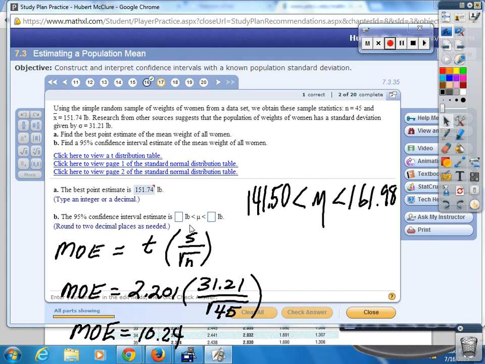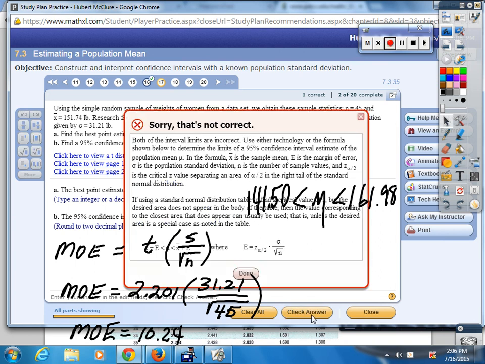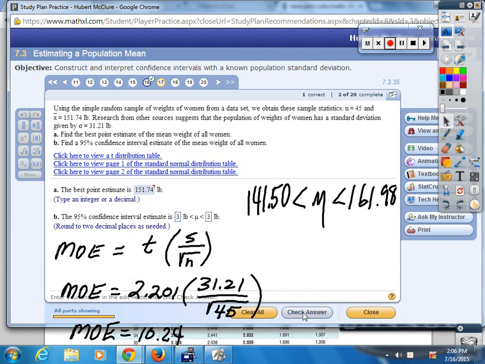I'm just going to type in 3s because I'm being lazy. It's the last day of class.